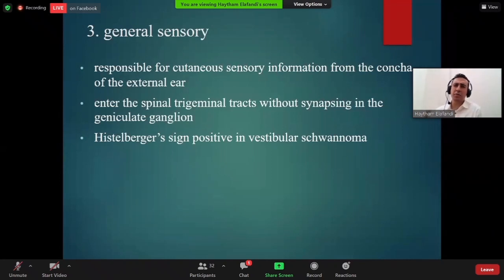General sensory is for a limited area in the external auditory canal, usually the concha of the auricle. It enters the spinal trigeminal tract, of course, without synapsing in the geniculate ganglion. And we have here the Hitselberger sign. It's very old, but it is positive in advanced cases of vestibular schwannomas when it compresses the facial nerve. So it causes tingling or numbness or loss of sensation at the concha of the auricle.